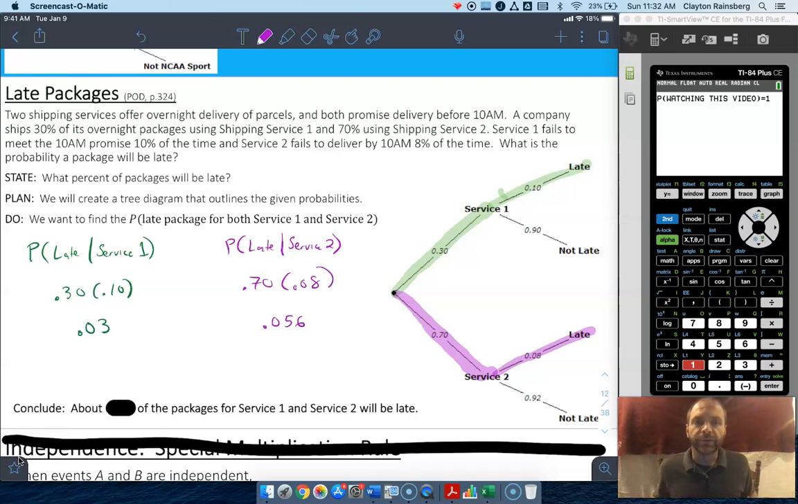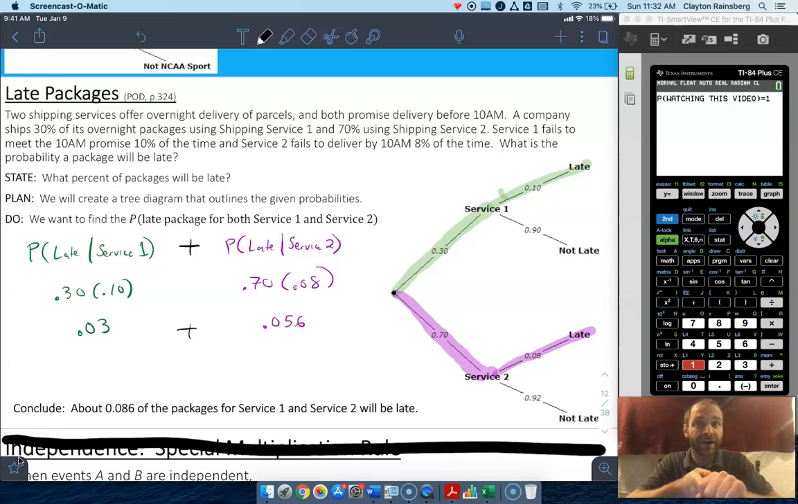So what am I going to do? What's the probability of a late package for both service 1 and service 2? We're going to add them together because those are two events that we're looking at here. The probability of being late using service 1 is 0.03. I'm going to add the probability of being late using service 2 to it, and so I get 0.086.